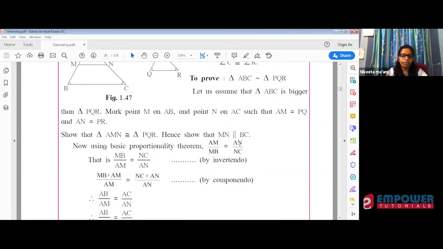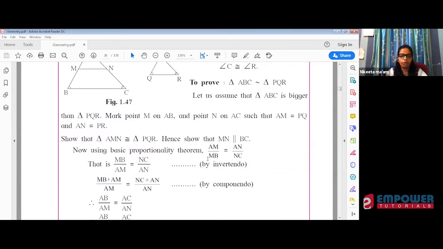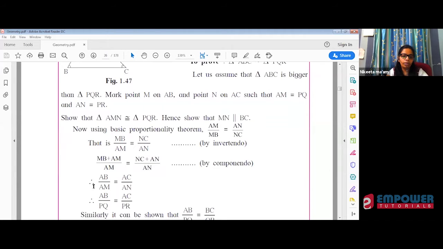So what they have done is invertendo. So this denominator will come to the numerator, same thing for the Nc upon An, and after that they have done componendo. Componendo means you have to add your denominator to the numerator on both the sides. So Mb upon Am is nothing but your AB side, and An plus Nc is nothing but your AC. So here you can see AB upon Am is equal to AC upon An.